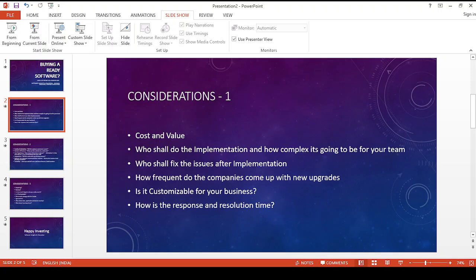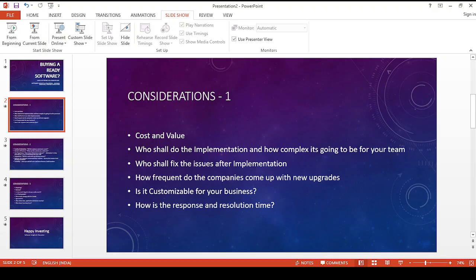So any cost which affects your pockets needs to be measured in terms of value. If the cost is too low, that's good. But if it hits your pocket, it's going to be troublesome. So, how many days are you going to take to recover that cost? In how many days are you going to actually use the software and see that it is optimized for your business? That is point number one.